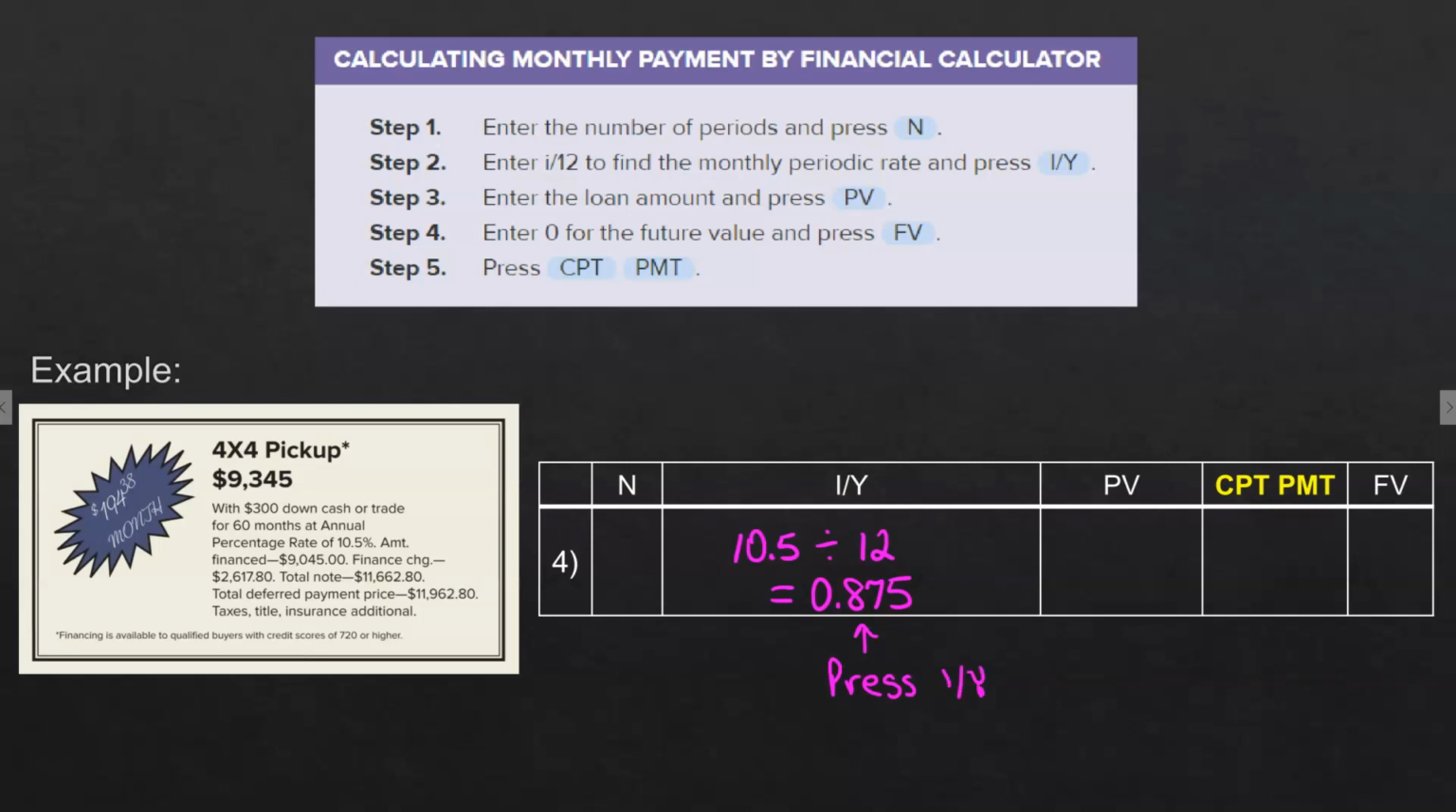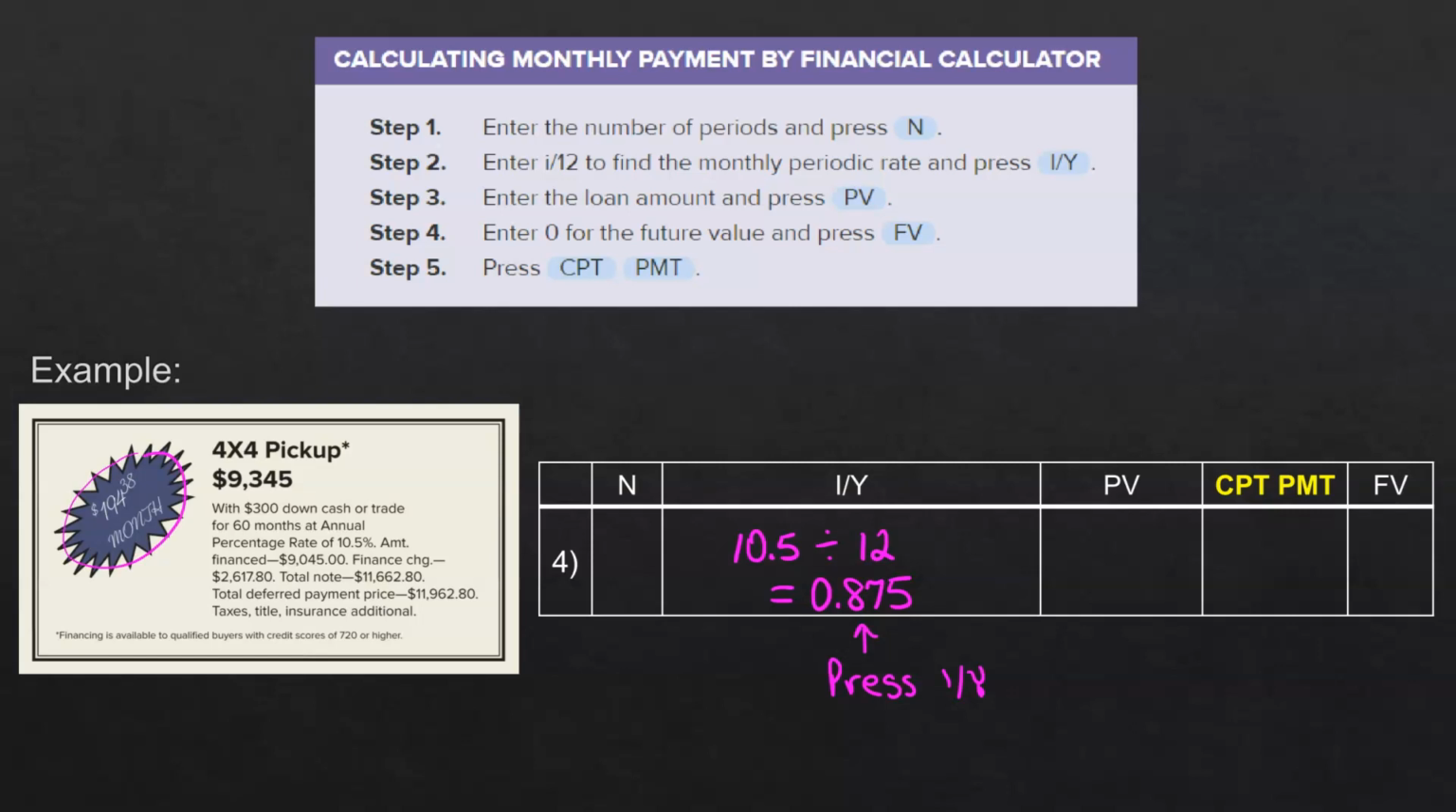After you have that on your screen, it has to say the 0.875 before you push your IY key. Okay. Now that we're on the same track again, and we already know what the payment should be, we're going to actually compute that payment and compare.